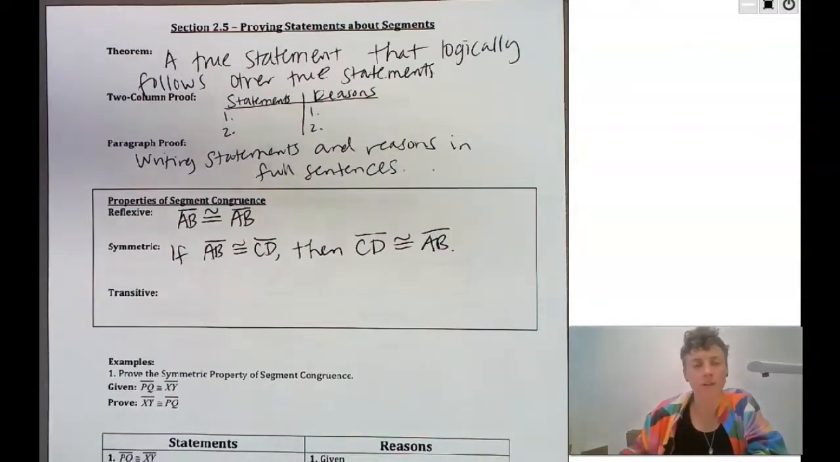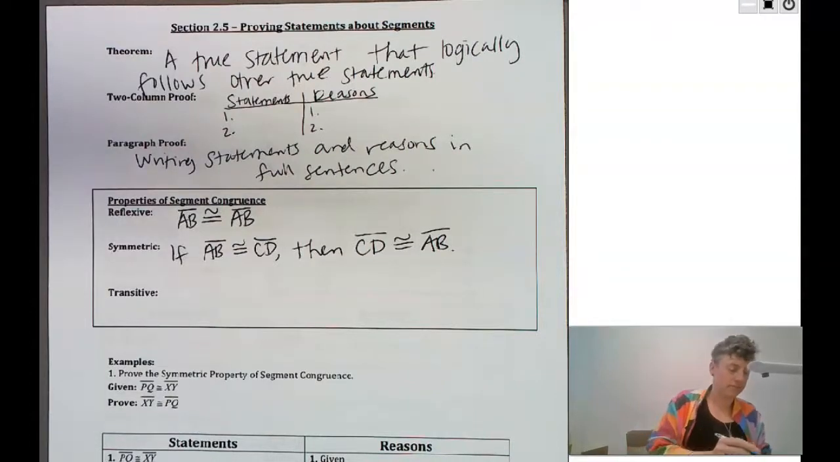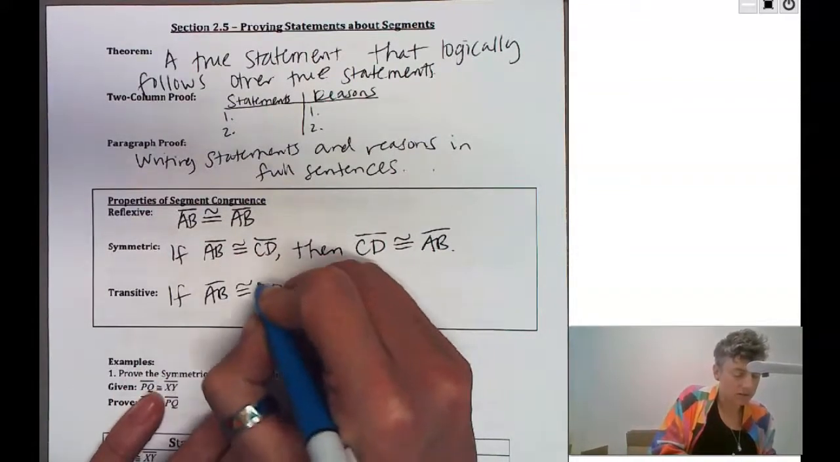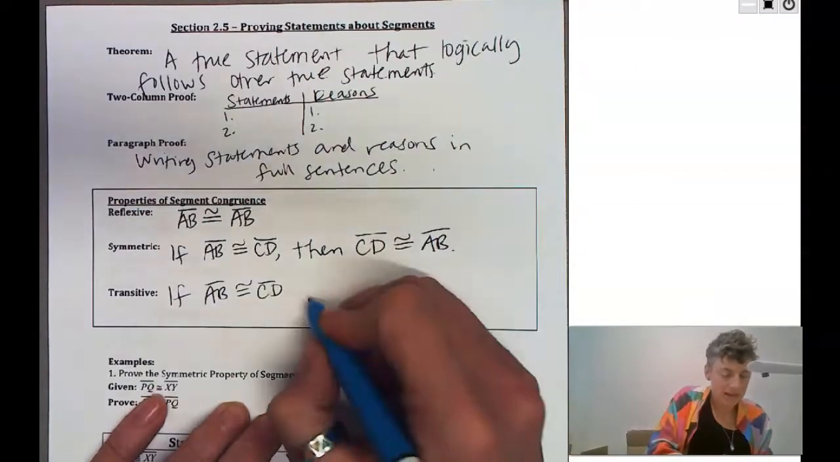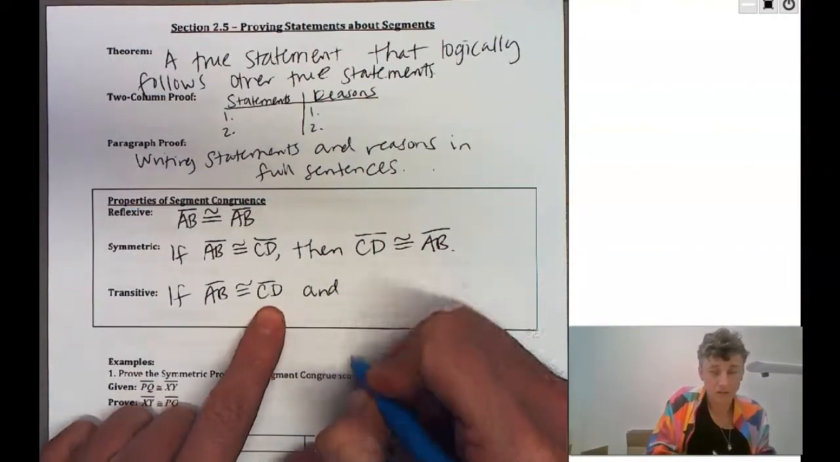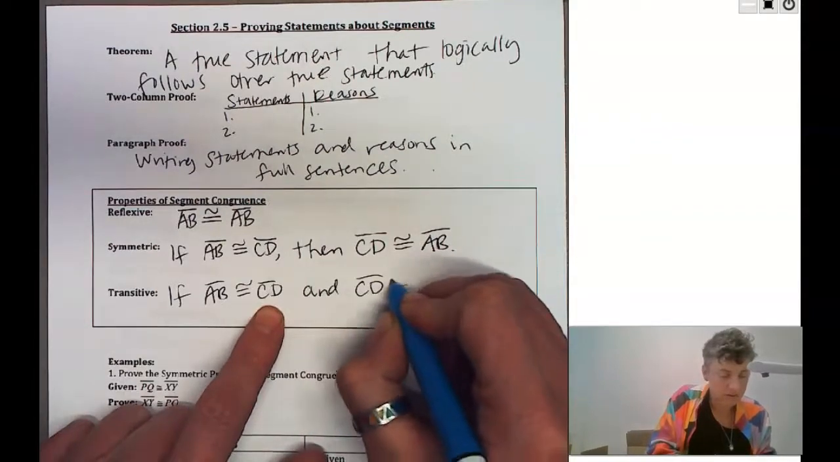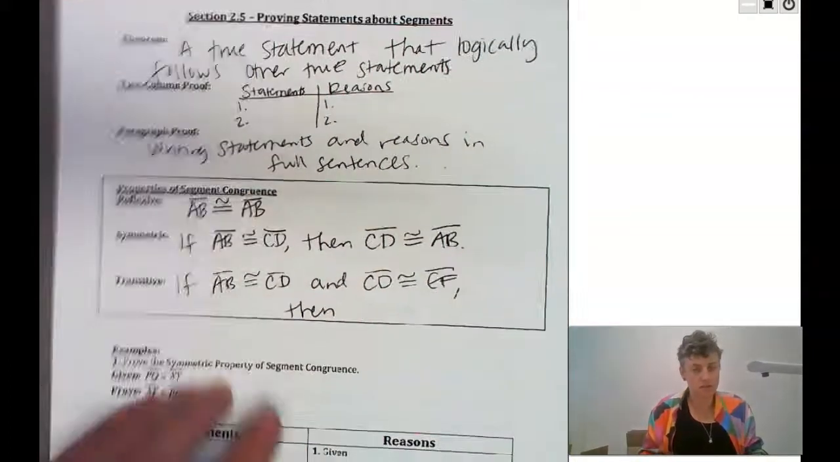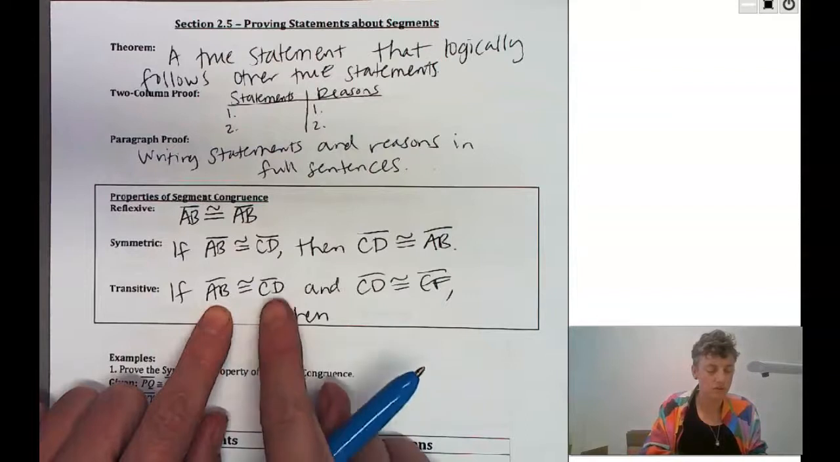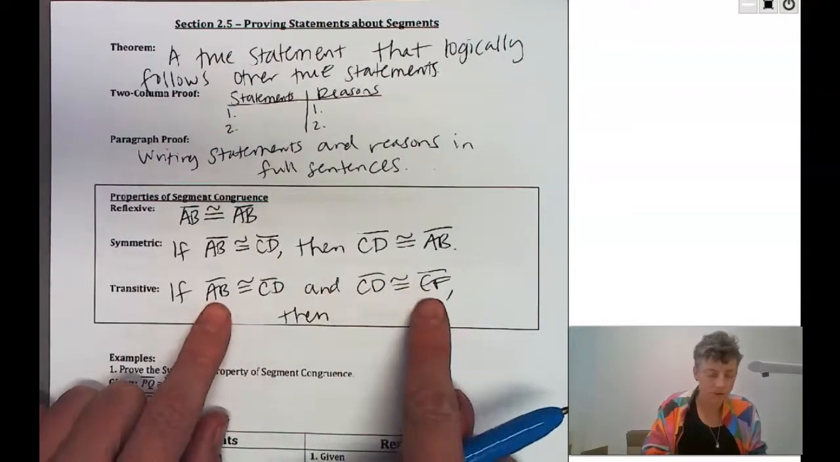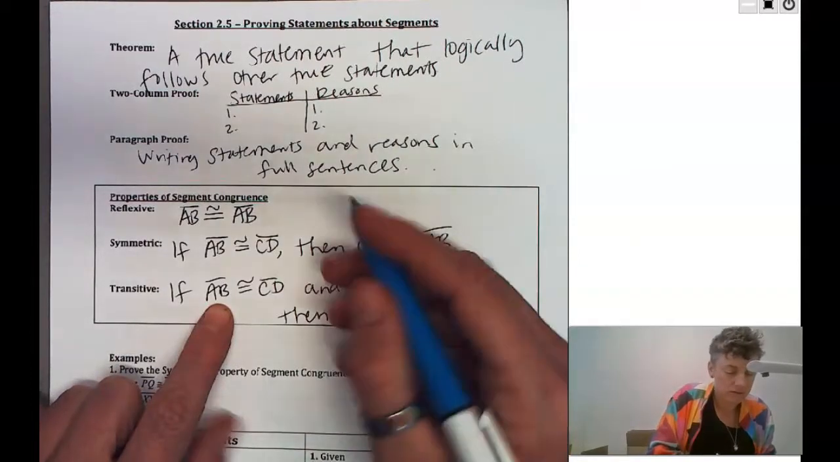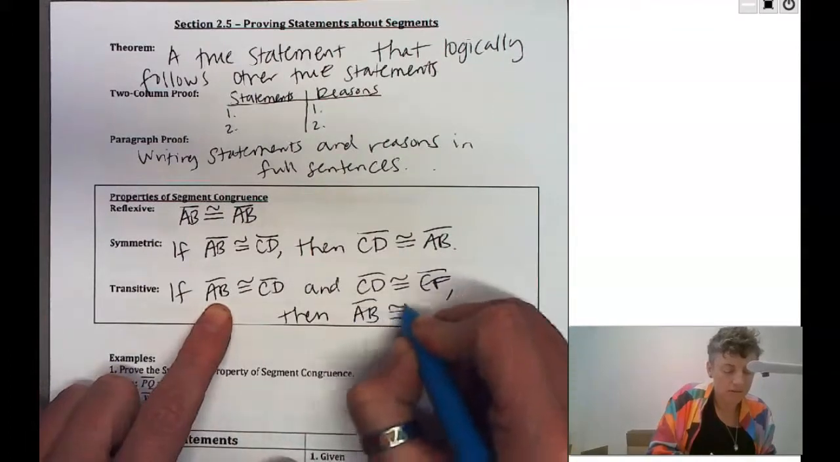And then my personal favorite, the transitive property. If we have two segments that are congruent to each other, like AB is congruent to a segment CD, and that second segment is congruent to another segment, CD is congruent to EF, then the original segment, since it was congruent to something that was congruent to something else, must be congruent to that something else. We can skip the middleman CD and say AB is congruent to EF.